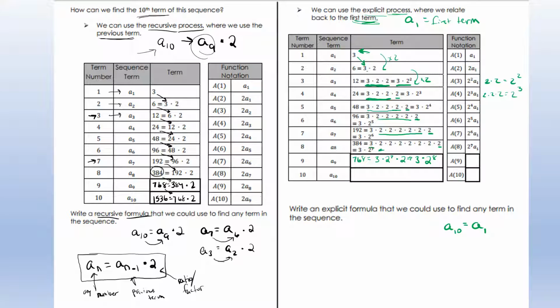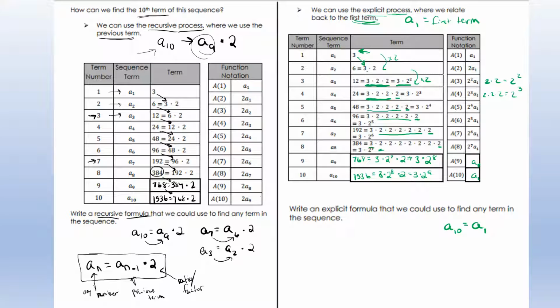What if I want the 10th term? Take the one before it, 3 times 2 to the 8th, and multiply it by 2 again. So it's 3 times 2 to the 9th, which is 1,536. Okay? So we're always taking A1 no matter what.